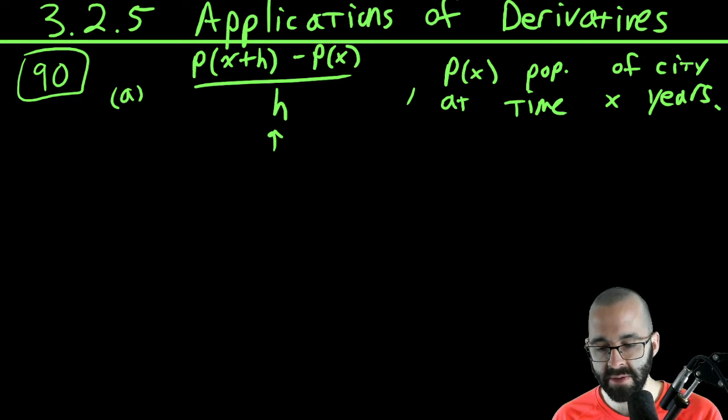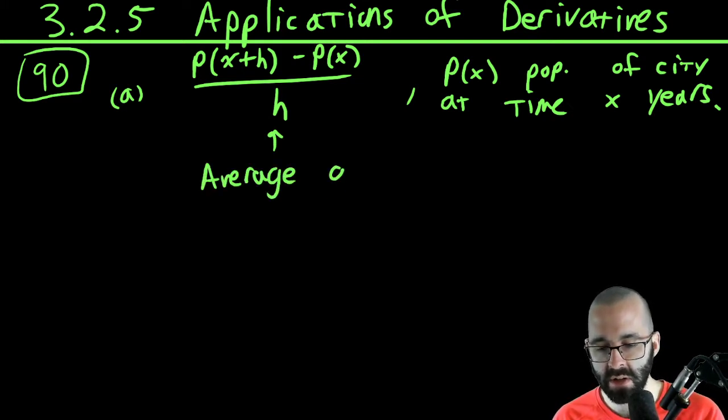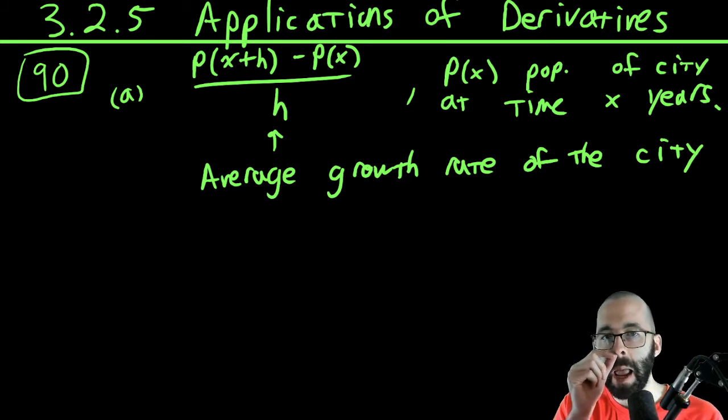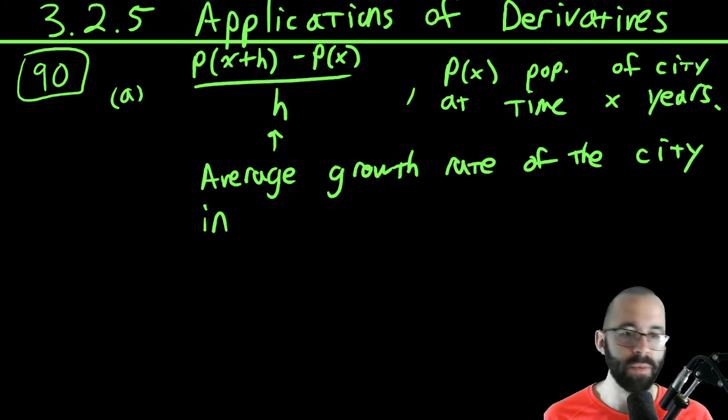Okay, so this right here is the average growth rate of the city. And what are our units? So secant line is still a slope. Slope of the secant line, rate of change. These are slopes. Miles per hour, meters per second. These are all examples of slope.